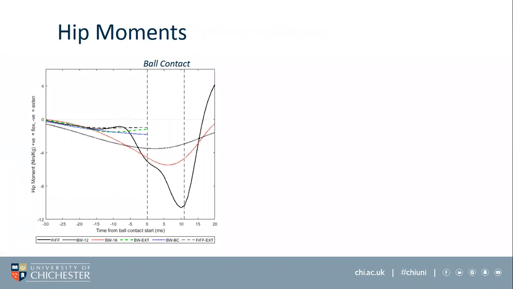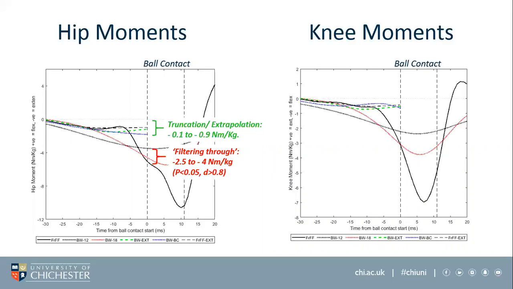Irrespective of filter condition, we showed hip moments reverse to extension in the final 30 milliseconds before ball impact. However, there was some variation in the magnitude of these moments. The three truncation or extrapolation methods all showed smaller extension moments by the start of ball contact, but the three methods that filtered through the impact phase all produced more pronounced extension moments at this same instant. The same pattern was shown for the knee, with all conditions showing moments reversed to flexion before the start of ball contact. Again, the filter-through-impact conditions all showed larger flexion moments and power absorption compared to truncating and extrapolating.